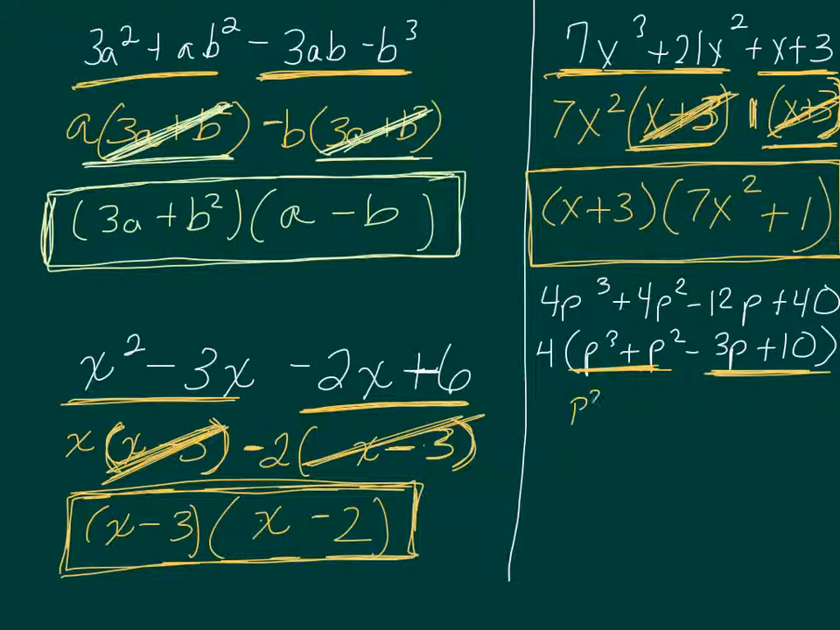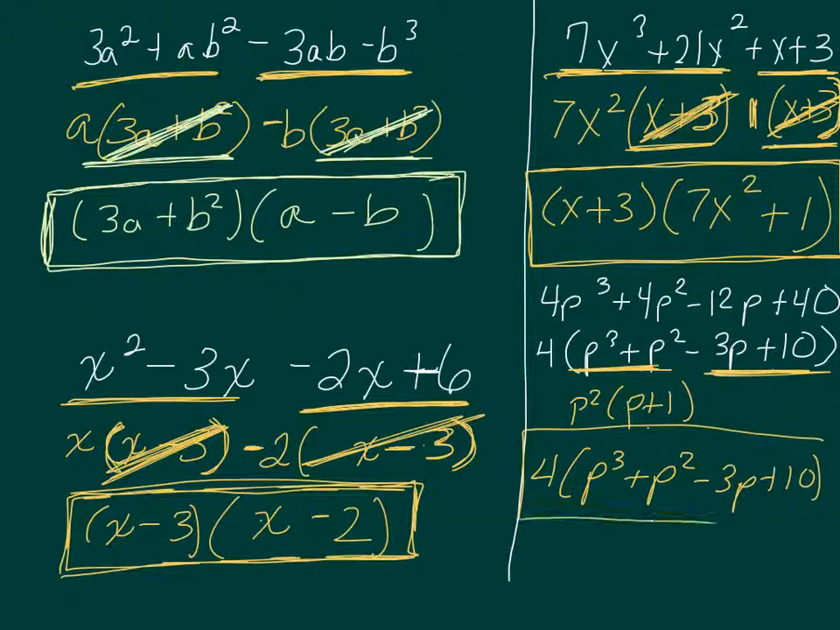There's a p squared in that. Now I'm just going to have p plus 1 left over. There's not really anything in common, 3p plus 10, and p plus 1 doesn't look like 3p plus 10. So basically, I'm going to have to conclude that this one doesn't factor any further. So basically, 4 times p cubed plus p squared minus 3p plus 10, that's all that it factors.